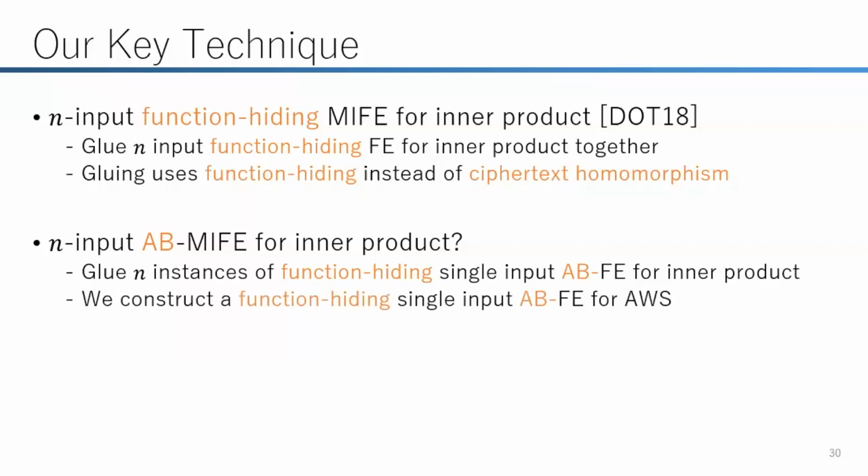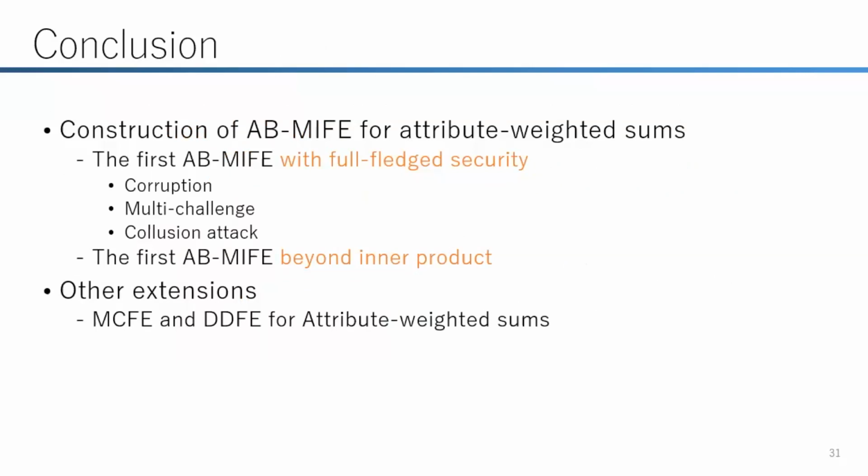And we can extend this technique to AWS functionality. So in conclusion, we constructed MIFE for attribute-weighted sums in this work. This is the first ABMIFE with full-fledged security, and the first ABMIFE beyond inner product functionality. We also constructed other extensions, although I couldn't talk on these topics. That's it. Thank you very much.